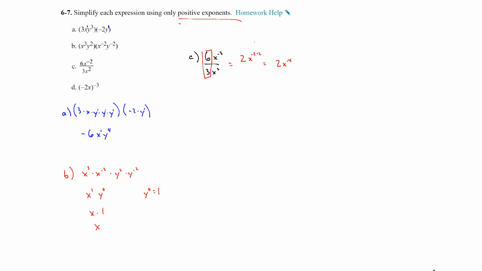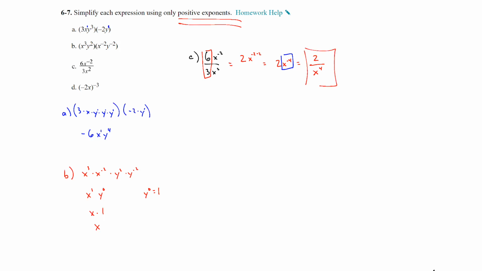But we cannot have negative exponents. We can only have positive. So we're only going to move what is being raised to the negative power. And that's just the x. So it'll be 2 divided by x raised to the fourth power.